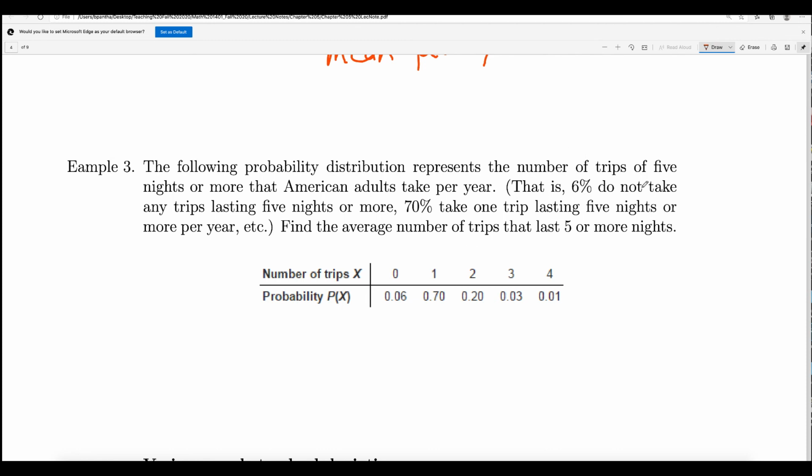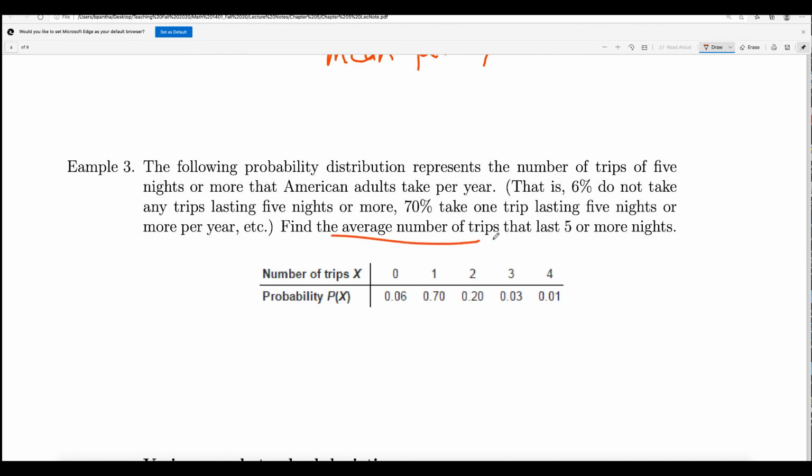That is, 6% do not make any trips lasting 5 nights or more. 70% take one trip lasting 5 nights or more. These are the number of trips per year that last 5 nights or more. So 6% have no trips that lasted 5 nights or more. 70% have one trip that lasted 5 nights or more. 20% have 2 trips, and so on.